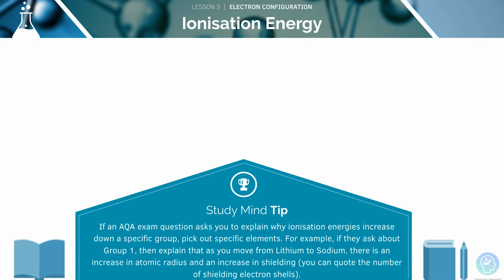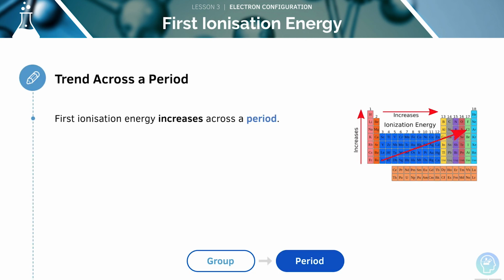If an AQA exam question asks you to explain why ionisation energies decrease down a specific group, pick out certain elements. For example, if they ask about group 1, then explain as you move from lithium to sodium, there is an increase in the atomic radius and an increase in shielding.